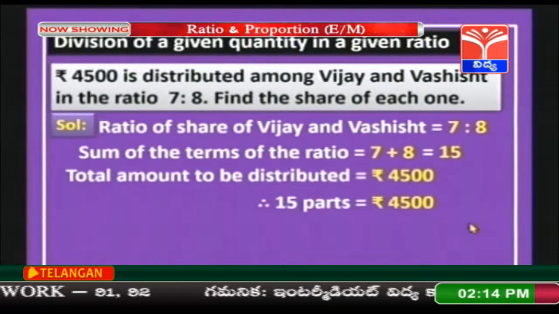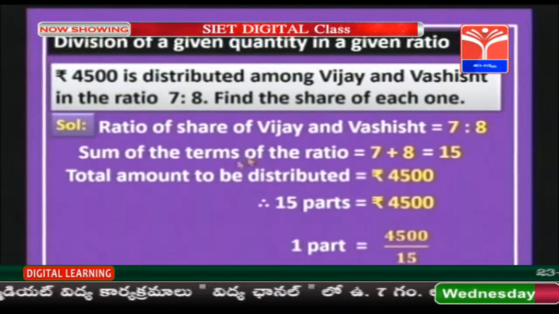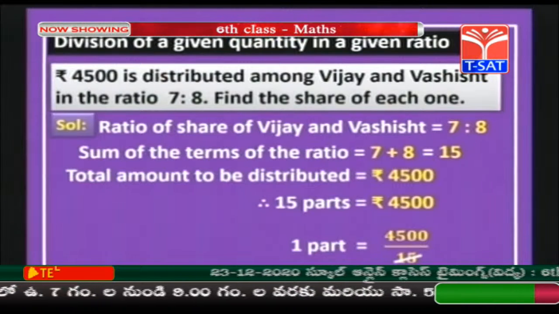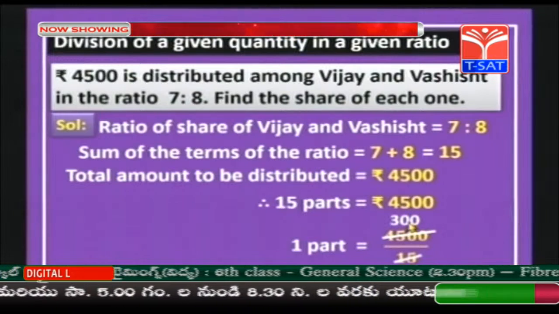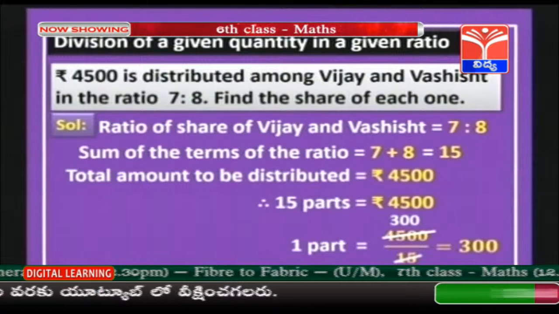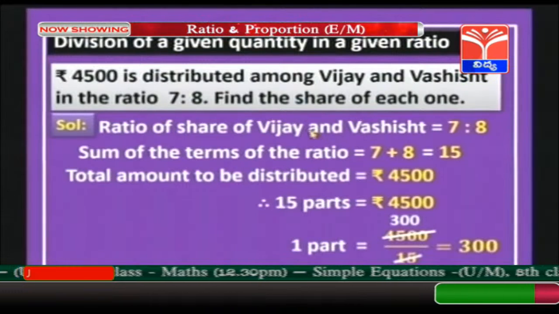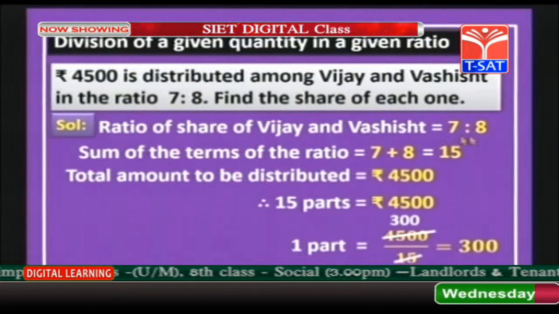Now what will be one part, children? Yes, one part will be 4,500 divided by 15. Now let us do the simplification with the 15 table, children. 15 goes in 15 one time, whereas in 4,500 it goes 300 times. What is left? 300 by 1, which is 300. So one part is 300. Now from this ratio, if you see, Vijay has 7 parts, whereas Vasisht has 8 parts.